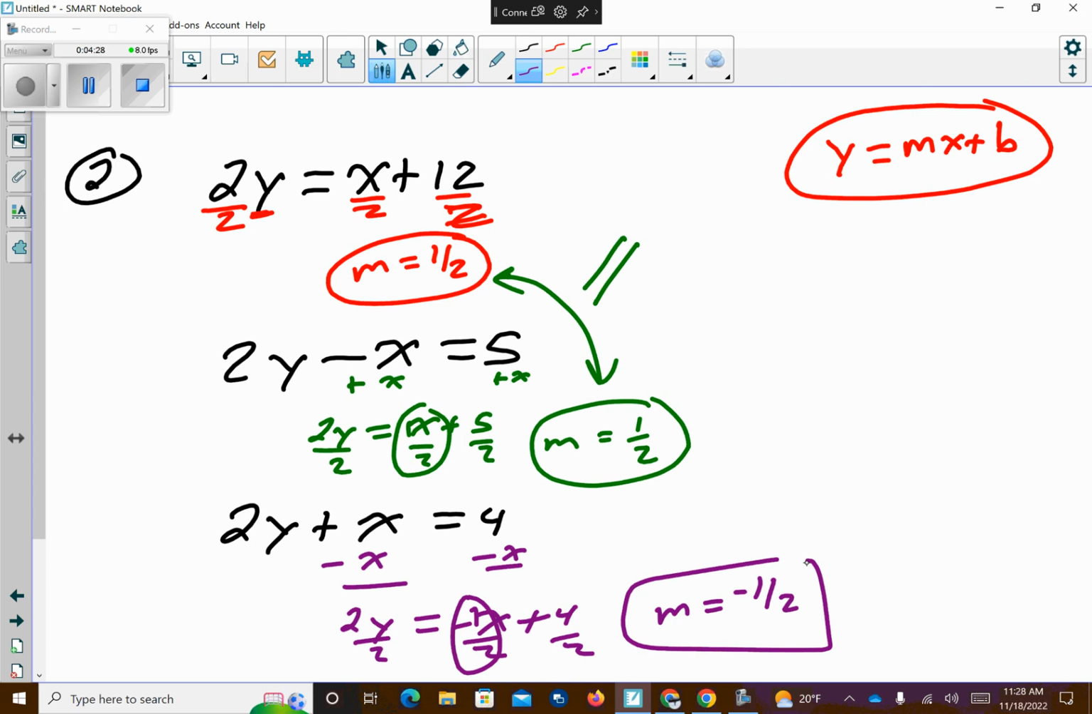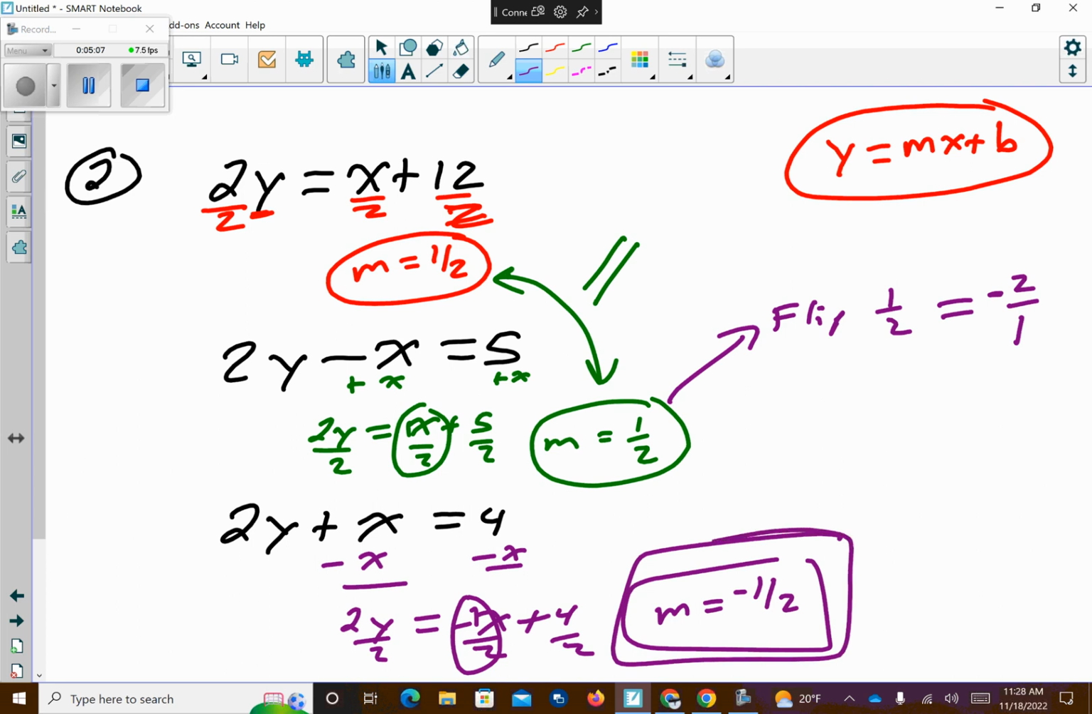In order for it to be perpendicular, they have to be opposite sign. So the red and the purple are opposite sign, the green and the purple are opposite sign. Yes. They also have to be reciprocals, meaning I flipped over the fraction. Is negative 1/2 the negative reciprocal of 1/2? So what is the reciprocal? If I flip over 1/2, what do I get? 2 over 1. That's the reciprocal. Okay, the negative reciprocal is this. So is this negative 2 over 1?